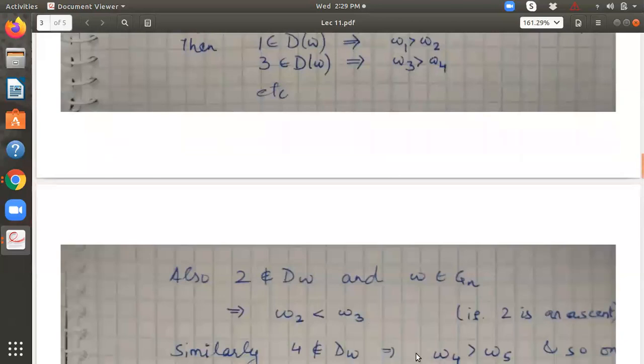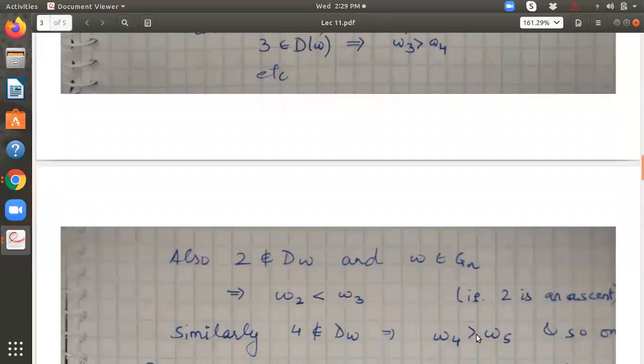Similarly, w4 is, oh, I have made a mistake here. This should have been w4 less than w5, for the same reasoning that 4 is not in dw, which means 4 is an ascent. Therefore, w4 is less than w5. Similarly, w6 is less than w7, right? Now you put all of these things together.